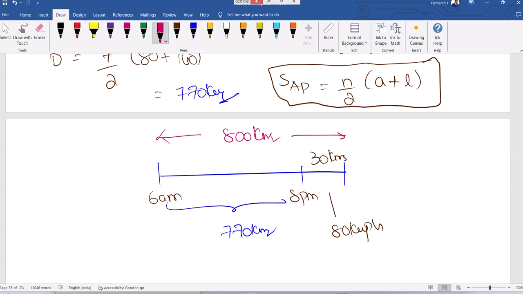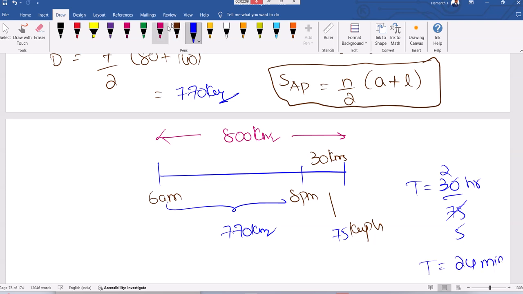Now only 30 is pending. We are increasing speed by 5 kilometers per hour every 2 hours. At 8 p.m. the speed is 70, and a 5 increase means 75. So 75 is the remaining speed. Now time is 30 divided by 75, which is 2 by 5 of an hour, which is 24 minutes.